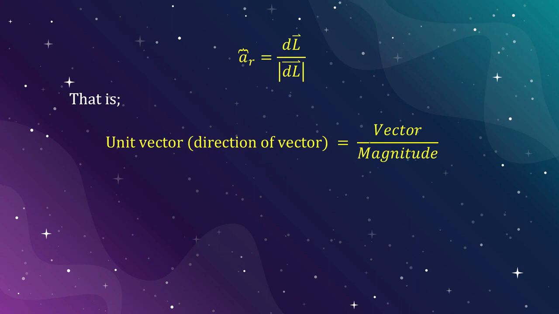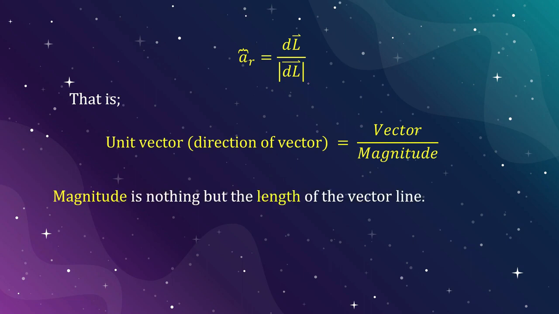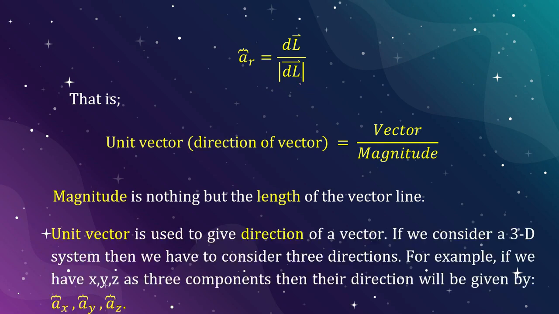If a vector is the product of direction and magnitude, then direction is equal to vector upon magnitude. So it can be given as ar cap equals vector divided by mod of vector. Magnitude is nothing but the length of the vector line. And a unit vector is used to give the direction of a vector. If we consider a 3D system with x, y and z as three components, then their directions will be given as ax cap, ay cap and az cap.